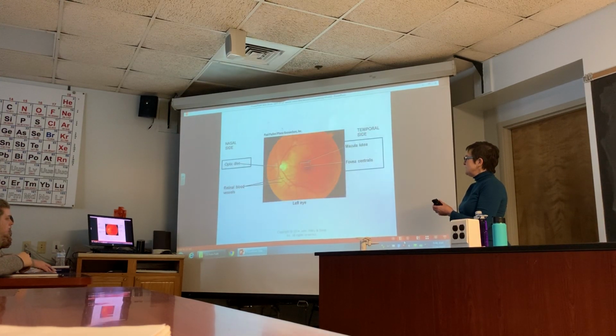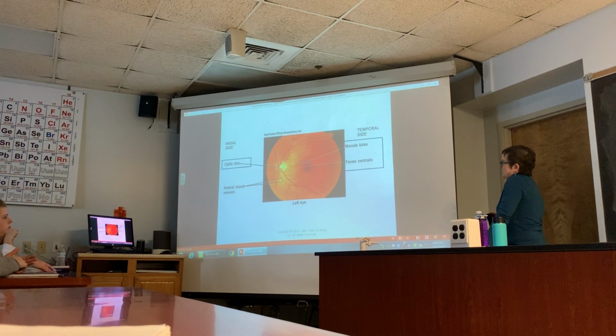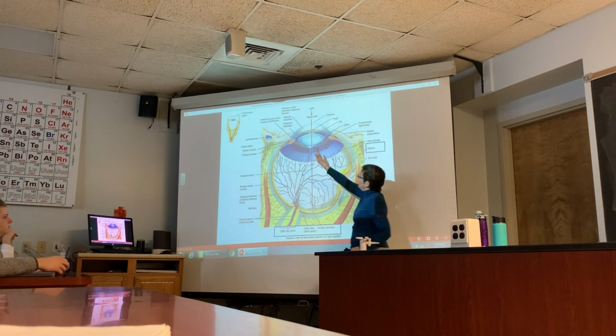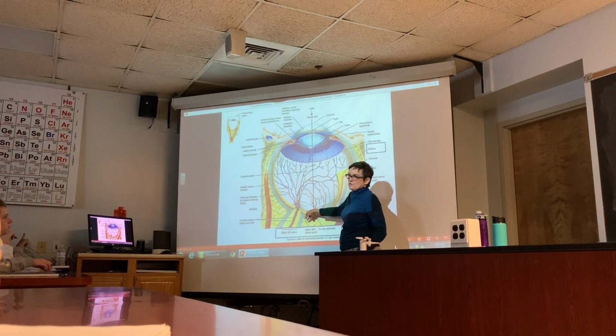And your book has a description of how you can see where your blind spot is. There's a little exercise you can do to kind of see where that blind spot is. So let's move on here. We just talked about this. This is just showing you that your fovea centralis is right straight back here. That's your focal point right there.